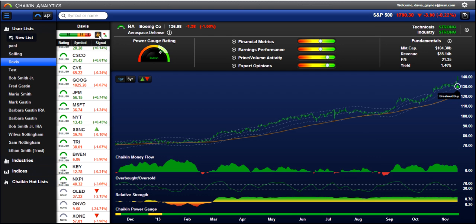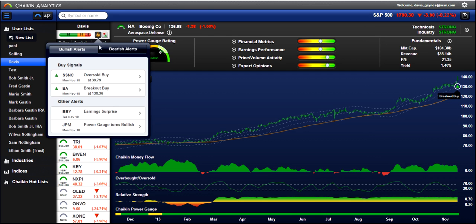The little bell is a symbol that allows me to bring up any alerts that have occurred in the past couple of days on my portfolio. I'll get 2 types of alerts, both bulls and bears. First, I'll get technical signals that have been triggered, like an oversold buy or the breakout buy we looked at in Boeing. It occurred on Monday the 18th, or yesterday, at that price.